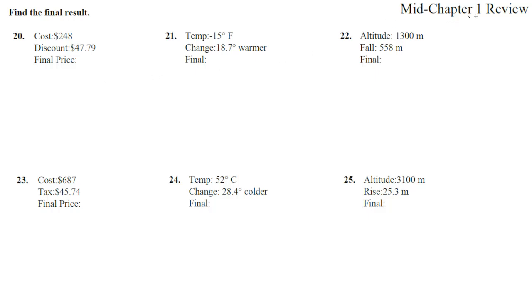Here we are in mid-chapter 1 review, exercises numbers 20 through 25. Here we're supposed to find the final result. It could be addition or subtraction or multiplication. Let's look at them. Number 20.